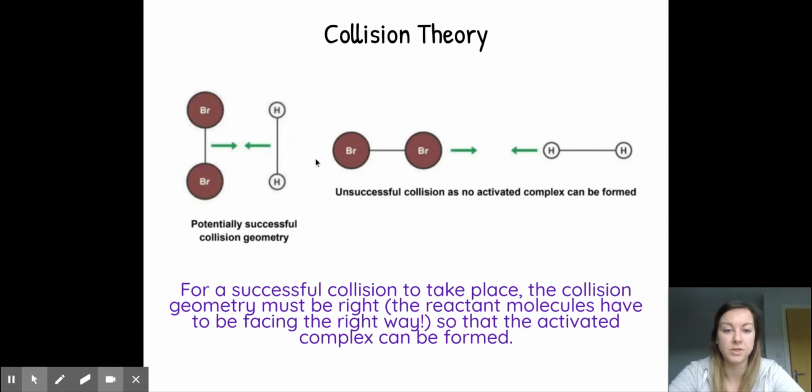If the geometry looks like this, where the molecules are coming side on, it's going to be very difficult and actually impossible for them to form that activated complex. So that means that that collision has been unsuccessful. So it has not produced a product.